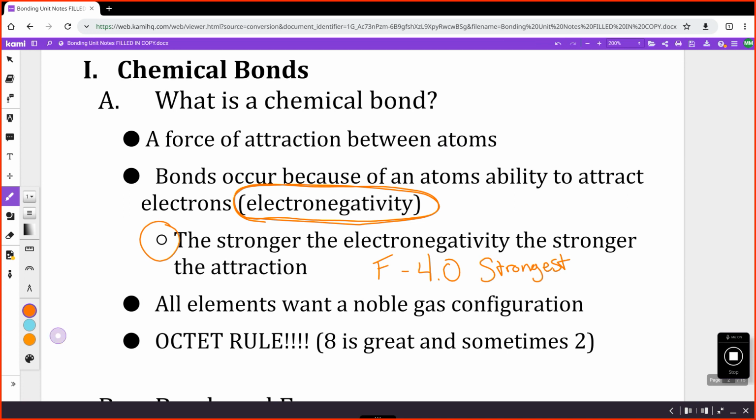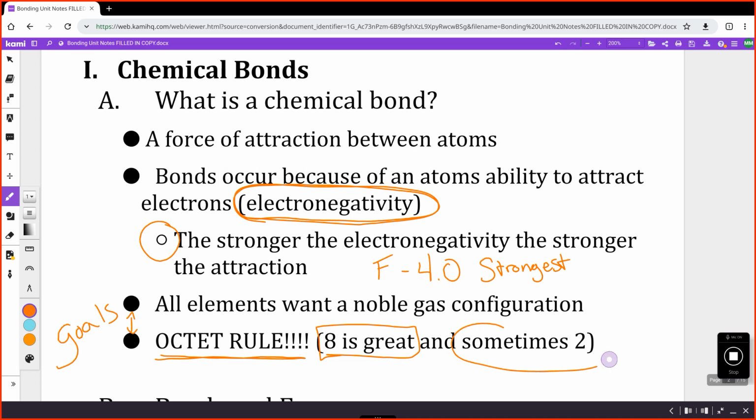The goal of all bonding is for an element to get a noble gas configuration. This reminds us of the octet rule, right? These two things are pretty much the same thing, just said differently. And which is that 8 valence electrons is great. Every atom is trying to have 8 valence electrons. Sometimes that means filling up the shell, the last shell. Sometimes it means emptying out the last shell. But 8 is the goal.